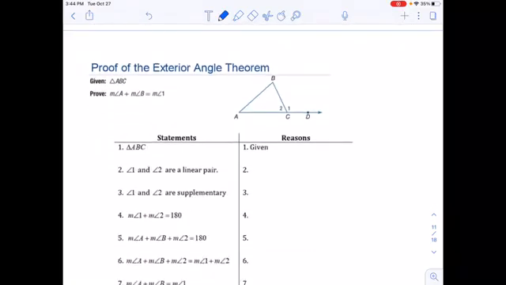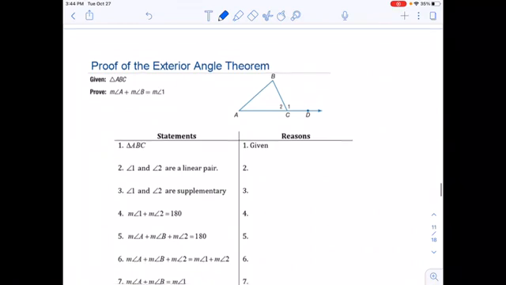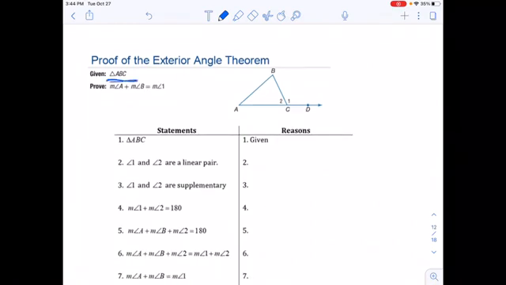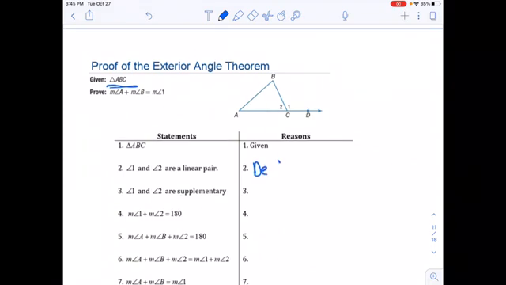And we have a proof for this. So we start out knowing that ABC is a triangle, and that's given to us. Then we have that angle 1 and angle 2 are a linear pair. This is very similar to the last proof. This is just the definition of linear pair. I would suggest if you're not looking at the pictures, do it. Angle 1 and angle 2, they're a linear pair. They're adjacent, they form a straight line. Angle 1 and angle 2 are supplementary.